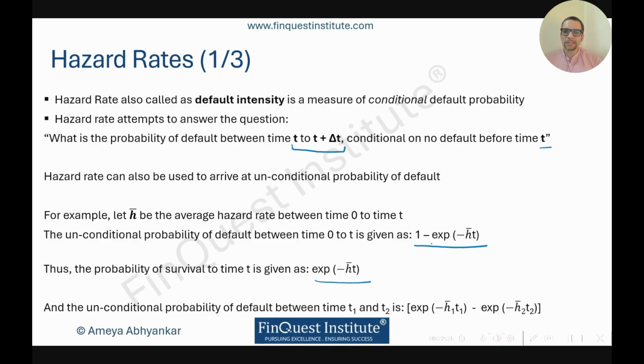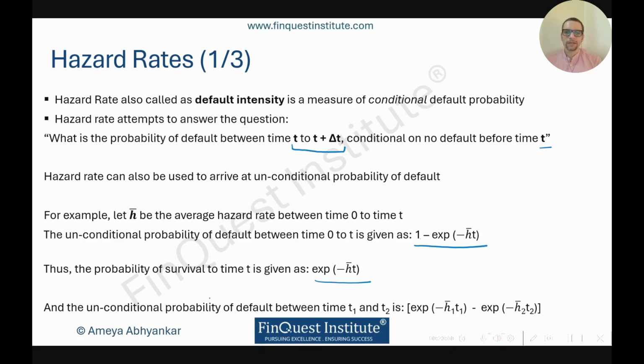Now, these calculations can be worked out. If we take a small time step from t to t plus delta t, then we can come to these results. But for now, we'll take these results as a given. Just to summarize quickly, probability of survival up till time t is e raised to minus h bar into t. And the unconditional probability of default between 0 and t is 1 minus this number, 1 minus e raised to minus h bar t, because both of these need to sum to 100%, and that's how we get this relation.